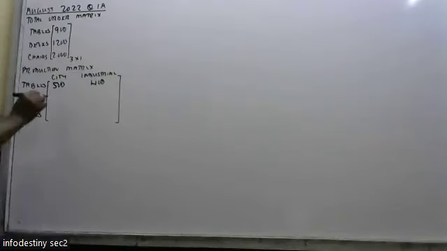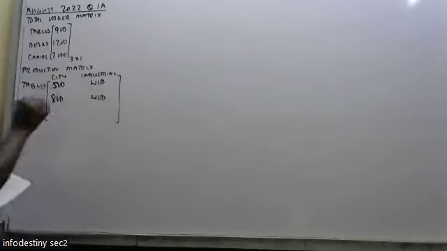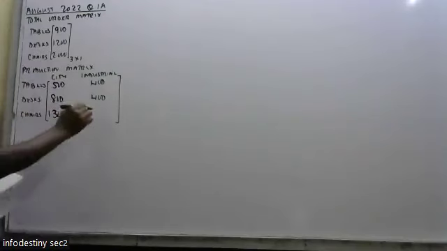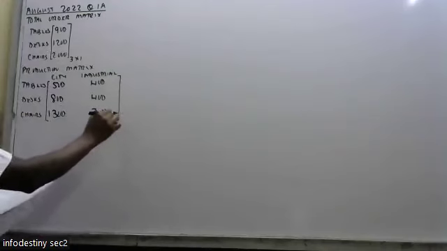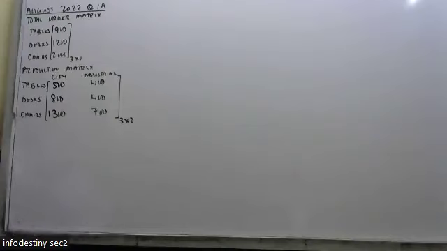Then for the desks, city will make 800. So industrial will make what? 400. Then for the chairs, the city will make 1300. So this one now must make what? 700. Yeah? So this is a 3 by 2 matrix. You can put it together, then you copy.